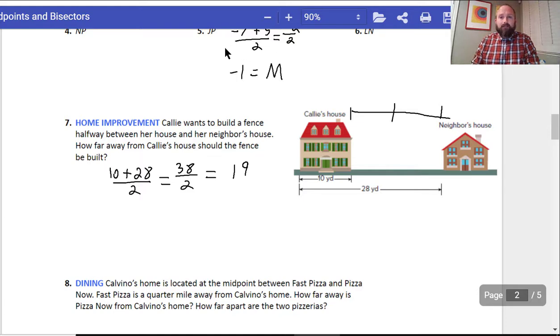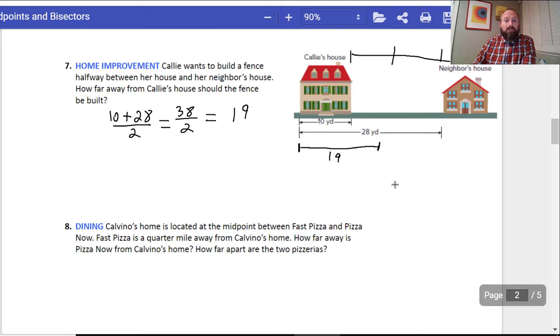All right. And just to be clear, that's from here. That'd be 19. Let's go on. Go ahead and do number 8. Show your work, and let's go on. It says Calvino's home is located at the midpoint. So what we should probably do is draw a diagram, label it, and then find our midpoint.